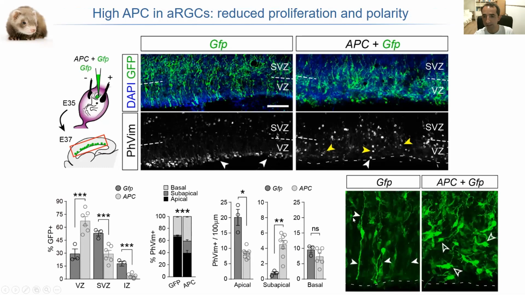And again, when we looked at the detailed morphology of these radial glia cells, as when we had performed the loss of function of the microRNA, now by overexpressing APC, we saw a very severe loss of this polarity of radial glia cells, which acquired a much more multipolar morphology.